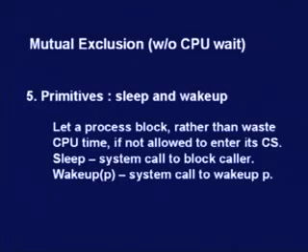So, let a process block rather than waste CPU time if it is not allowed to enter its critical section. The process will therefore not wait in a cycle, it will simply block and let some other process run. There will be two primitives, the sleep primitive, which is a system call to block the caller process, and the wake up P or wake up process primitive, which is a system call to wake up the process P.